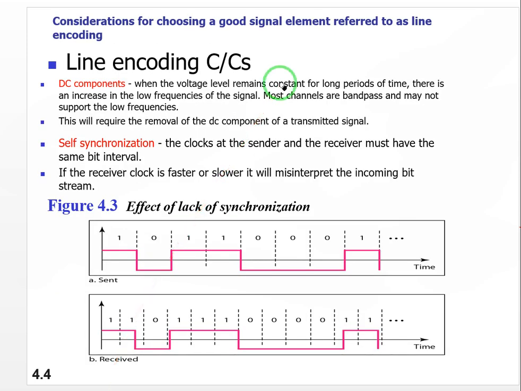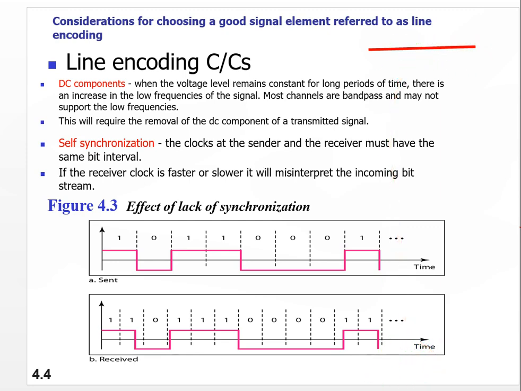So now coming to line coding. Before starting line coding, we have three different concepts. The first concept is the DC component. So what is a DC component? Whenever we have a straight line like this, this is a DC component.